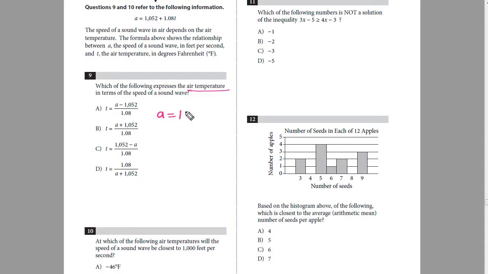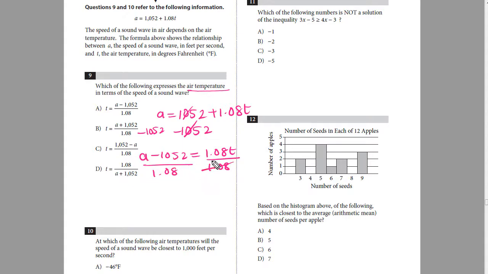So A is equal to 1052 plus 1.08 t. Now I'll subtract 1052 on both sides. So on the left side I'll have A minus 1052. On the right side this will get cancelled. Now it is equal to 1.08 t. I'll divide both sides by 1.08. On the right side, 1.08 will get cancelled, and t will become equal to A minus 1052 over 1.08. Now which one is the correct option? It's option A, A minus 1052 divided by 1.08.